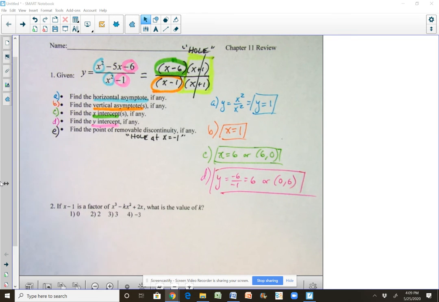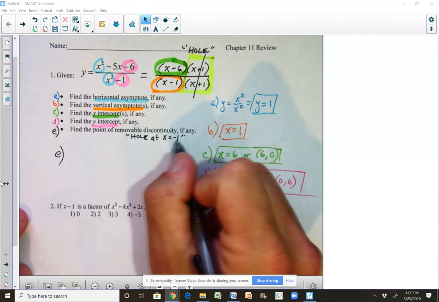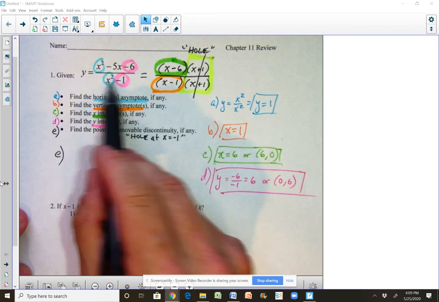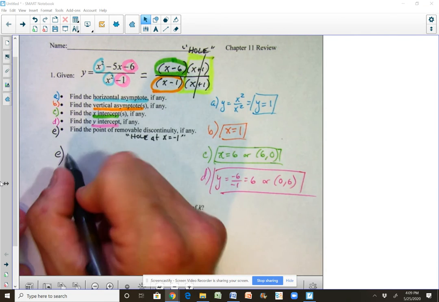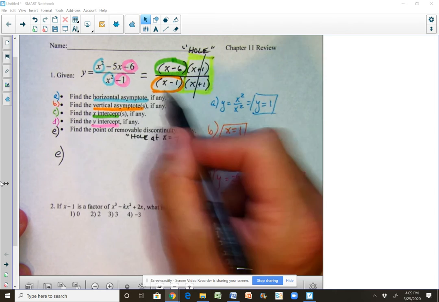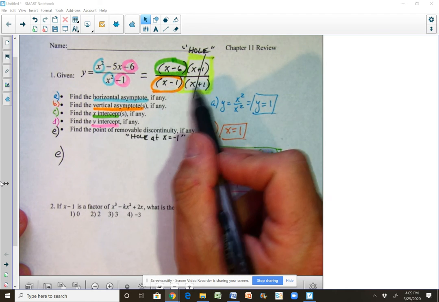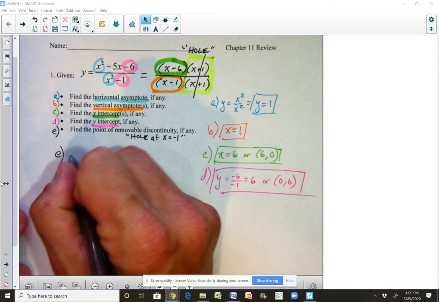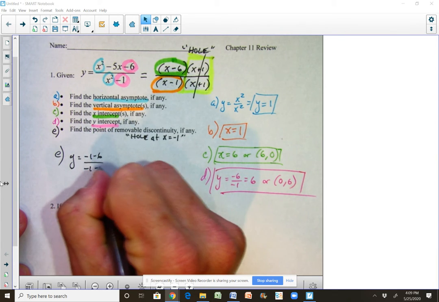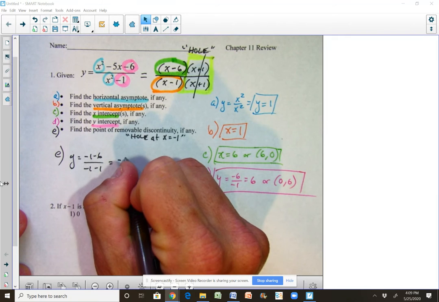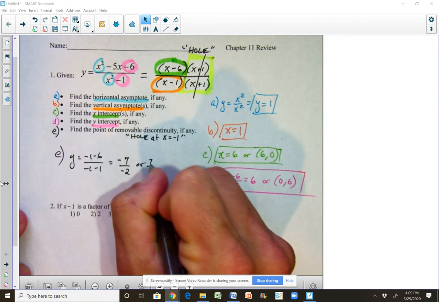All right, so we get down to how do we calculate where this hole is going to be? So we want to plug in negative 1. You can't plug it into the original function or the fully factored function because it will create an undefined value. So what we do is we remove the discontinuity by canceling out the factor and just plug in the negative 1 value from the factor you're removing and plug it into the remaining equation. So we get y equals negative 1 minus 6 over negative 1 minus 1. That's going to be negative 7 over negative 2, or just 7 halves.